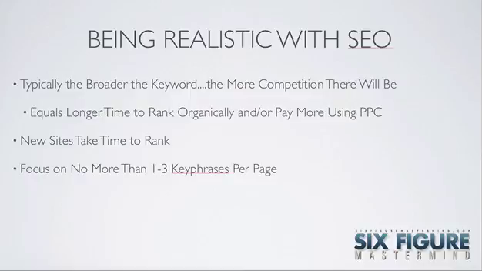Okay, one thing I want to talk about is being realistic with SEO. Typically the broader the keyword is, the more competition there's going to be. That equals a longer time to actually get to rank organically on the first page of Google, or paying more using pay-per-click. If you have a brand new website that's trying to rank for a very competitive term, you have to understand that it could take years to achieve where you want to go, or getting on the first page, because there's all these other websites that have been around for 5 or 10 years that have been building up their search engine credibility over time.